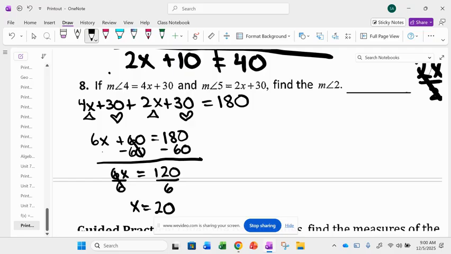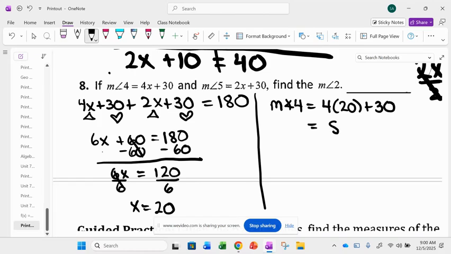Which angle is angle 2 equal to? Angle 4. So now, guess what? I'm going to plug into angle 4. So angle 4 is going to be 4 times 20 plus 30. So we're 80 plus 30, which is 110. So the measure of angle 2 is 110, the same as angle 4.